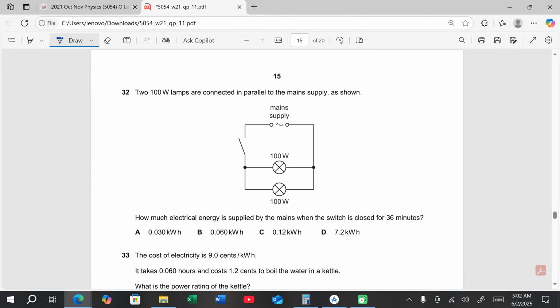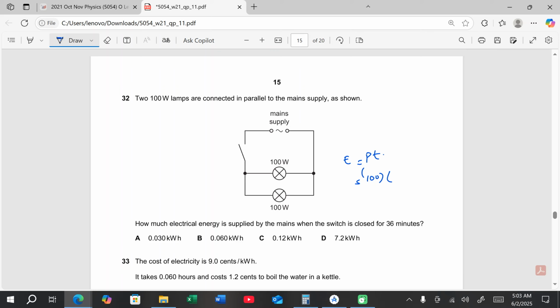How much electrical energy is supplied by the mains when the switch is closed for 36 minutes? If it is closed for 36 minutes, we apply the formula E equals P times t. Power is 100 watts. Time is 36 minutes. Oh, it's in kilowatt-hours, so we need to make it kilowatts. So it's 0.1, and time is 36 over 60, which is 6 over 10, equal to 0.6.